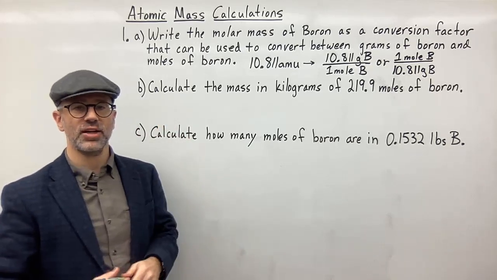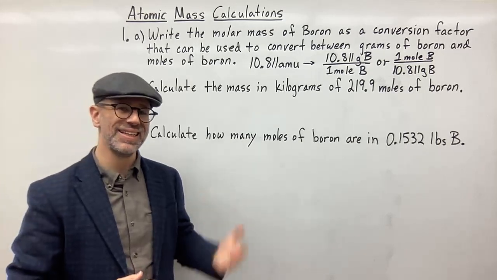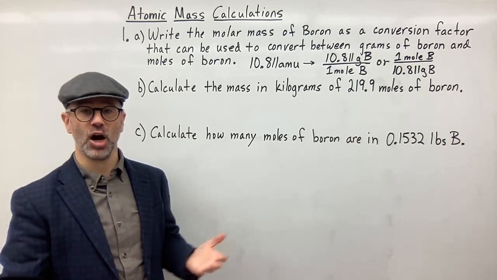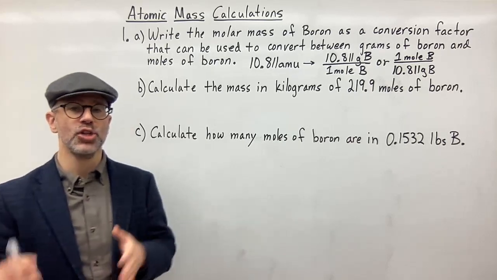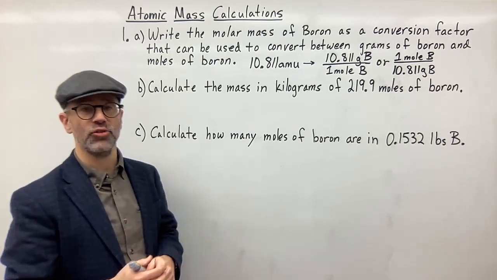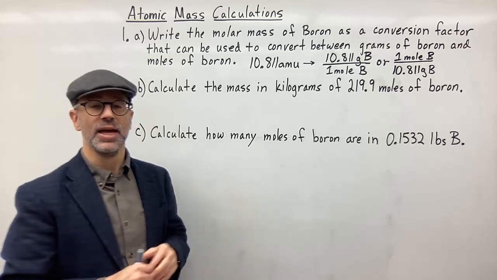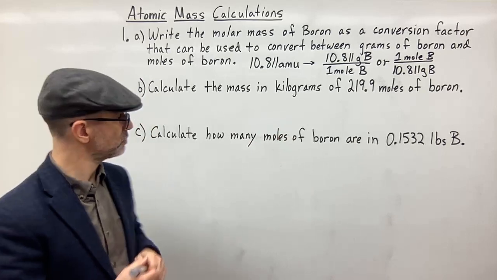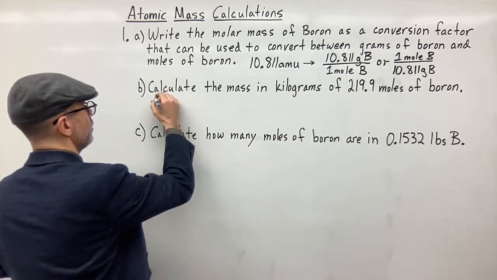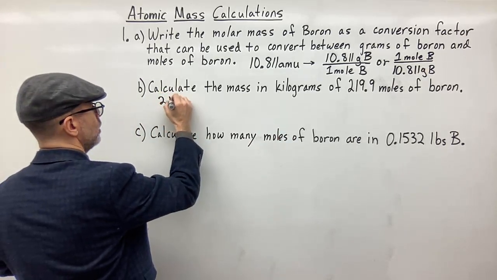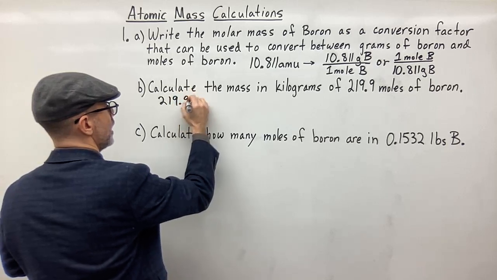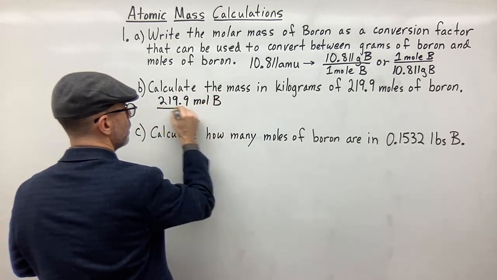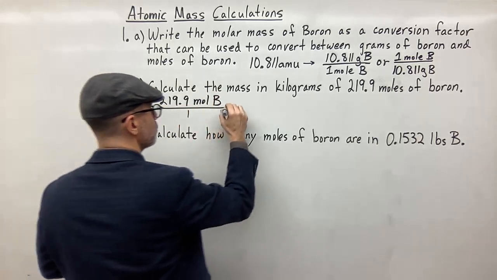Here they're asking us to calculate the mass in kilograms of 219.9 moles of boron. We're going to start with moles, and we've got to get to kilograms. That means we've got to get to grams first. We're going to need to use the molar mass. So let's start with the 219.9 moles of boron. Put that over 1.